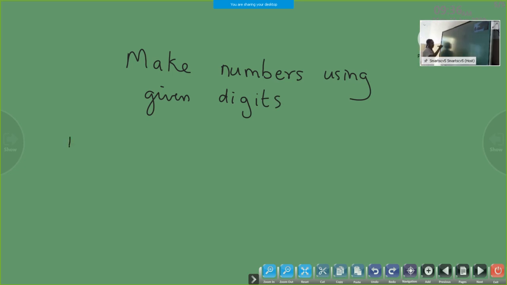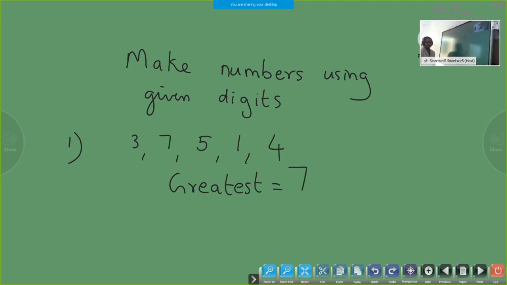First of all, I'll give one question. Suppose 5 digits are given: 3, 7, 5, 1, 4. How will you find out the greatest number from these digits? The greatest number will have the greatest digit at the leftmost position. So which is the greatest digit here? 7 is the greatest digit.